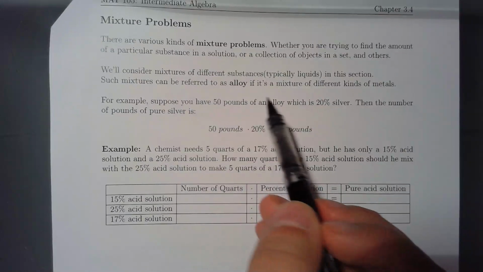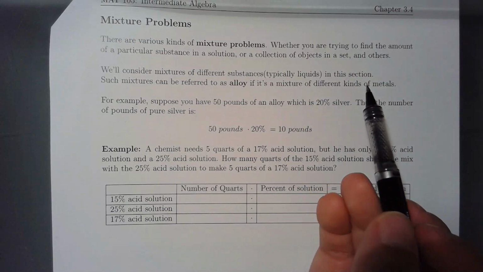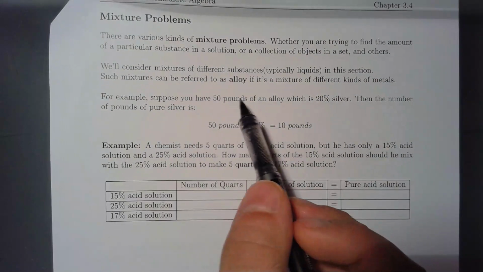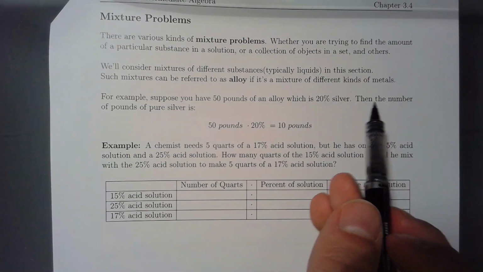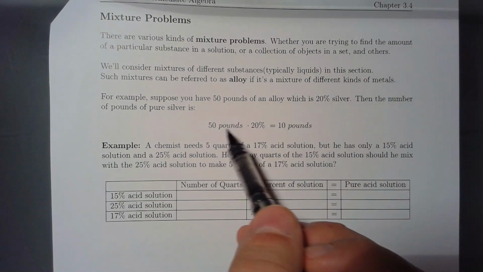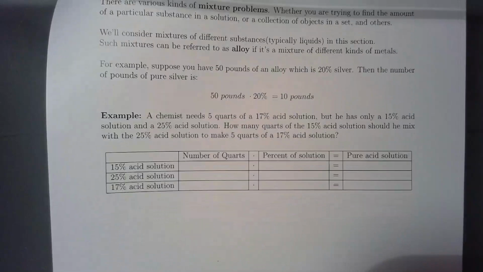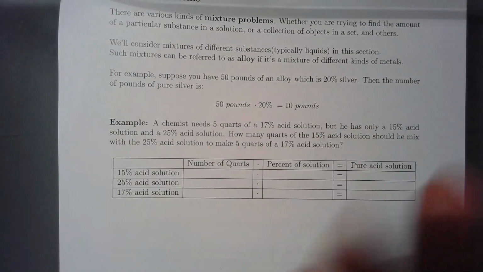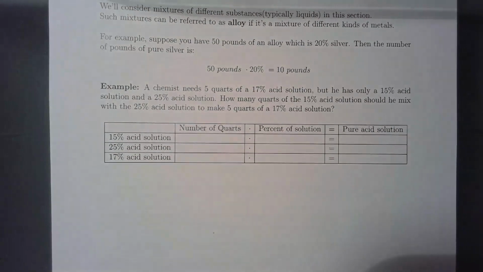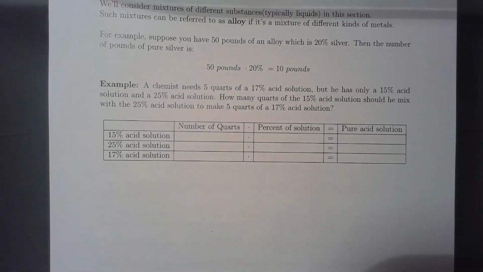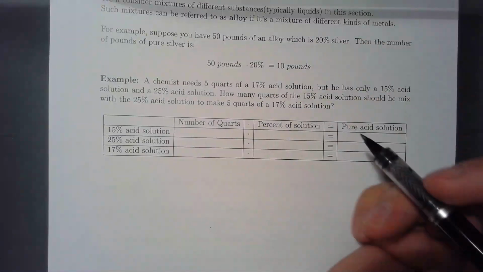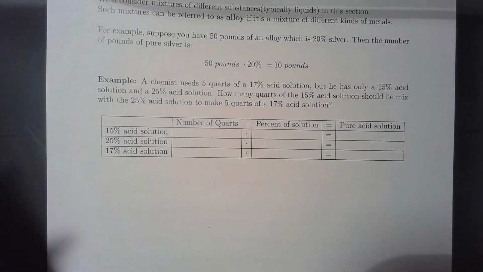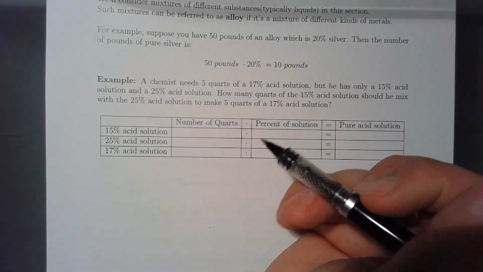So if I have 50 pounds of an alloy, a mixture of different kinds of metals, and 20% of that alloy is silver, then how many pounds of that alloy is silver? Well, 10 pounds. The other 40 pounds are some other type of metal. So, a chemist. If I look at this problem, they're trying to figure out how many, right? I'll go through this example a little faster because you're familiar with the process by now.